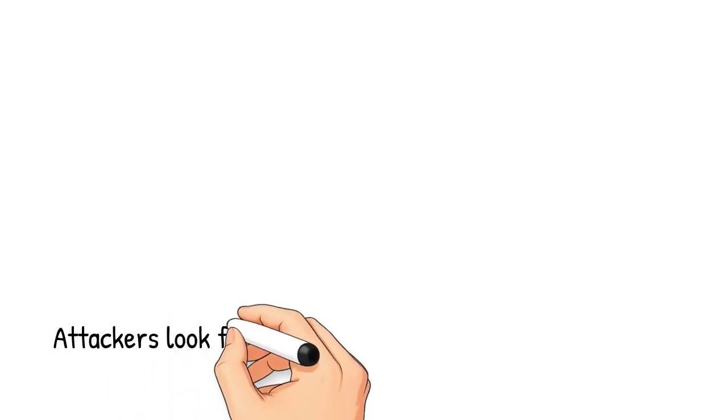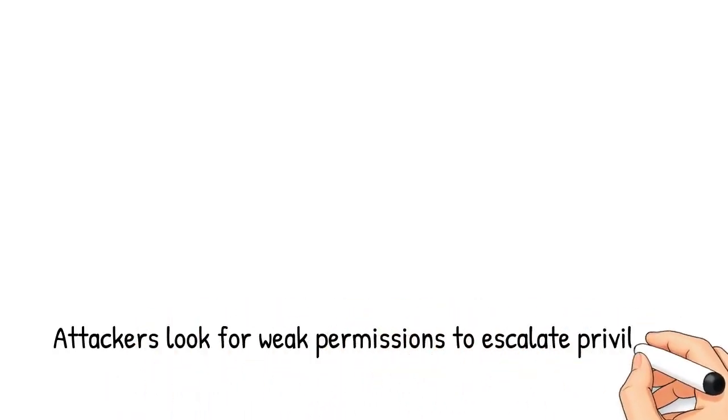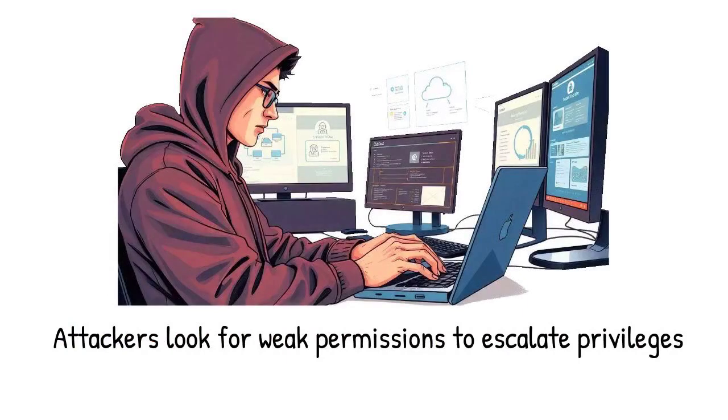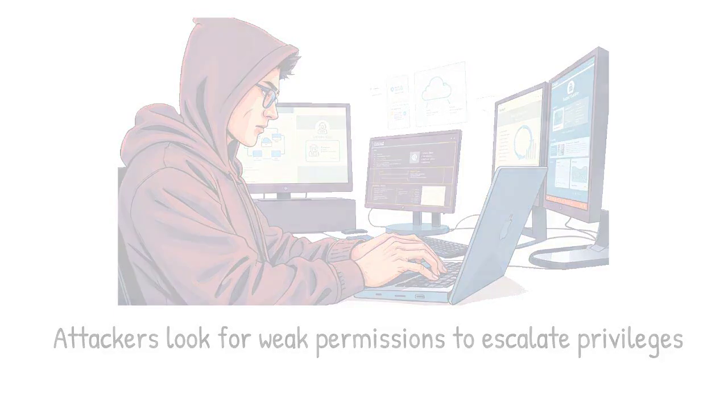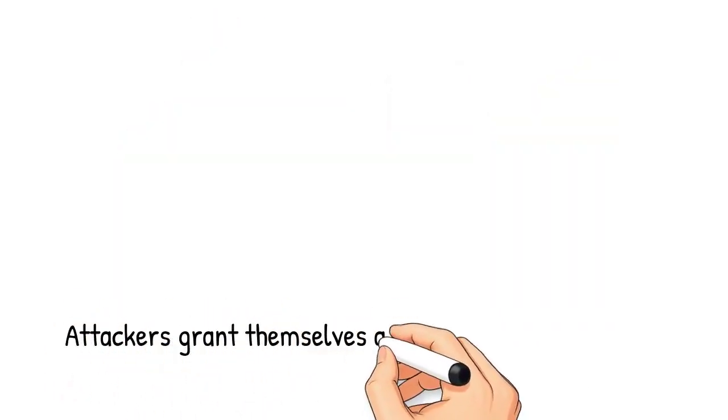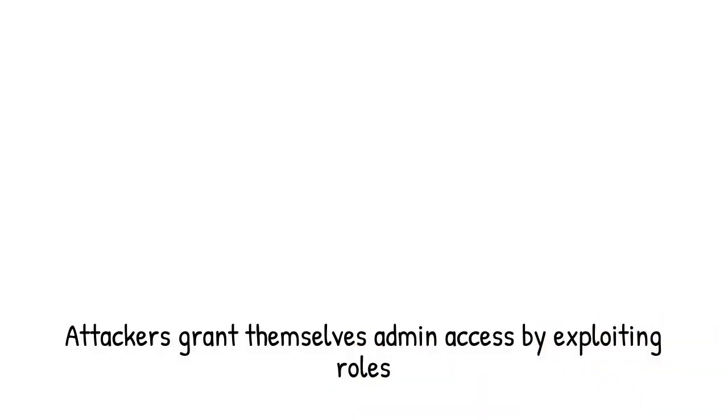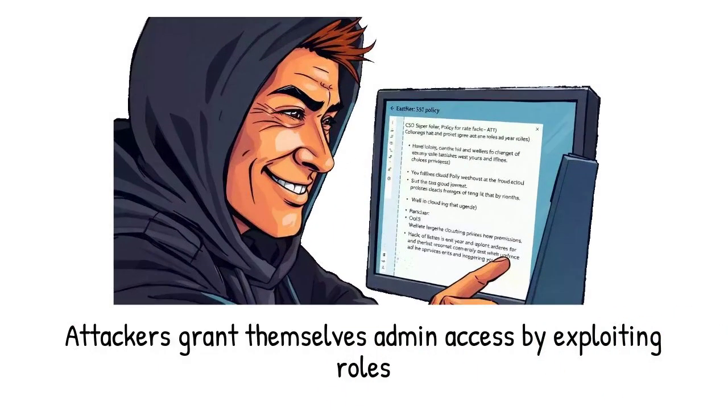If the key has weak permissions, attackers look for misconfigured IAM policies, roles that can be assumed, Lambda functions with admin access, EC2 instances with attached roles, over-permissive service accounts, and policies that allow privilege escalation. One common trick: if a role allows updating its own policy, attackers simply grant themselves admin access.